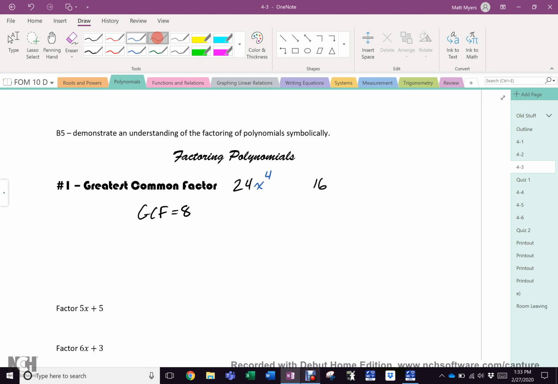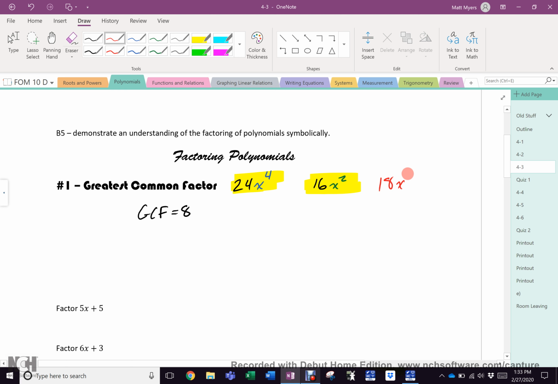Okay. What if I put 2 x's there? Now, what is the common factor between this whole thing and this whole thing? 8x squared. It is 8x squared because this guy, we know 8 was 24 and 16, and this guy has 4 x's, this guy has 2 x's, and you can see that 2 of them are common. Can everybody do this? Yeah? Okay, prove it. I'm going to give you 2 more.